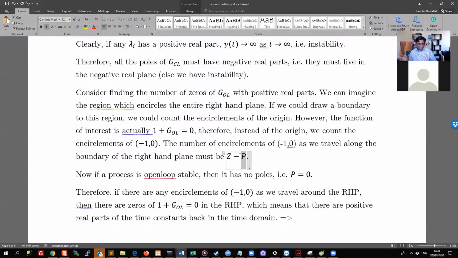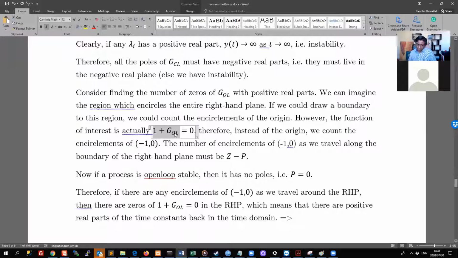Now, if we encircle the origin n times, right? And I think I didn't say origin when I was talking about the principle of the argument, but that's what I was supposed to say. We look at the number of encirclements of the origin. Now, that's true in general when using the principle of the argument. However, in this case, we are not interested in just this function. If our function is actually 1 plus that function, then it's not the origin. We look at encirclements of -1, 0 for G open loop.